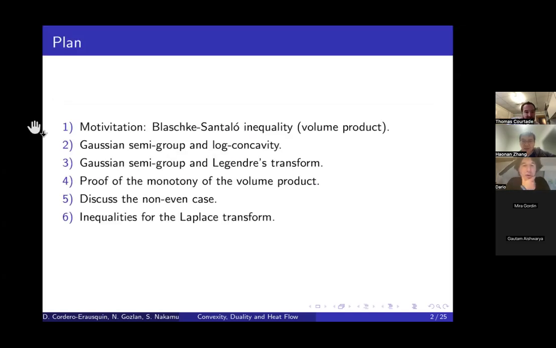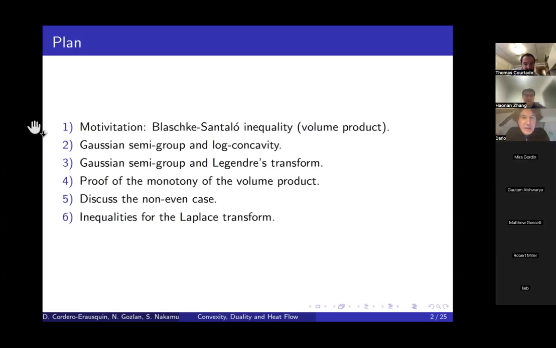The plan of the talk is as follows. I will first start by the motivation for our results, and it comes from convex geometry, from the Blaschke-Santalo inequality. Then I plan to recall some basic things about heat semigroup and log concavity. And the main result is how this interacts with the Legendre transform for convex function. I will then go back to the proof of the Blaschke-Santalo inequality. And if I have time, I want to discuss the non-even case because there is a symmetry assumption, and then also discuss similar inequalities for the Laplace transform.